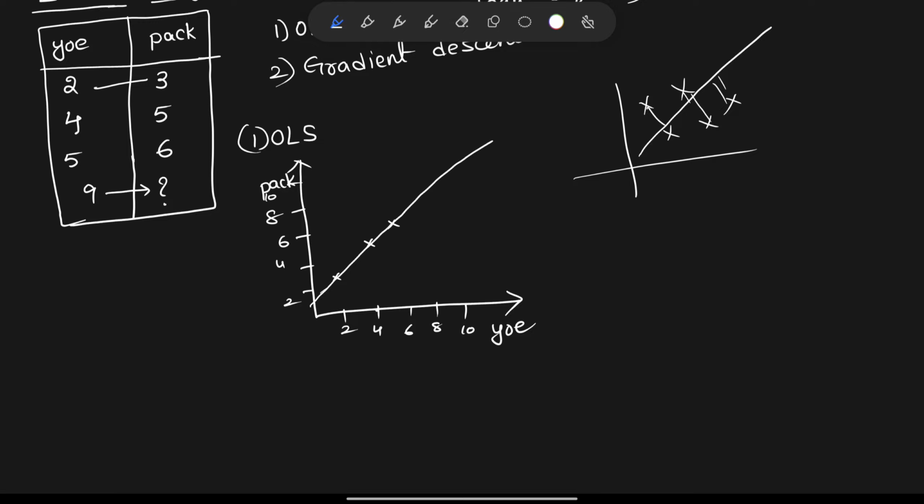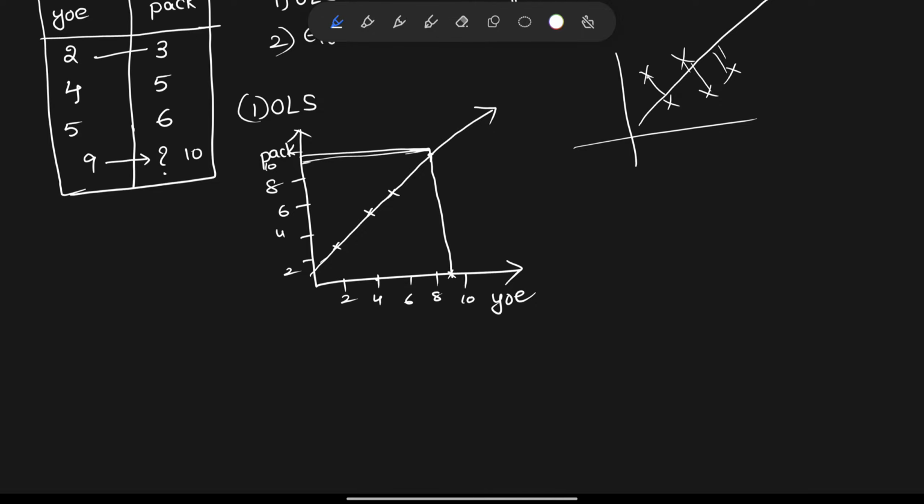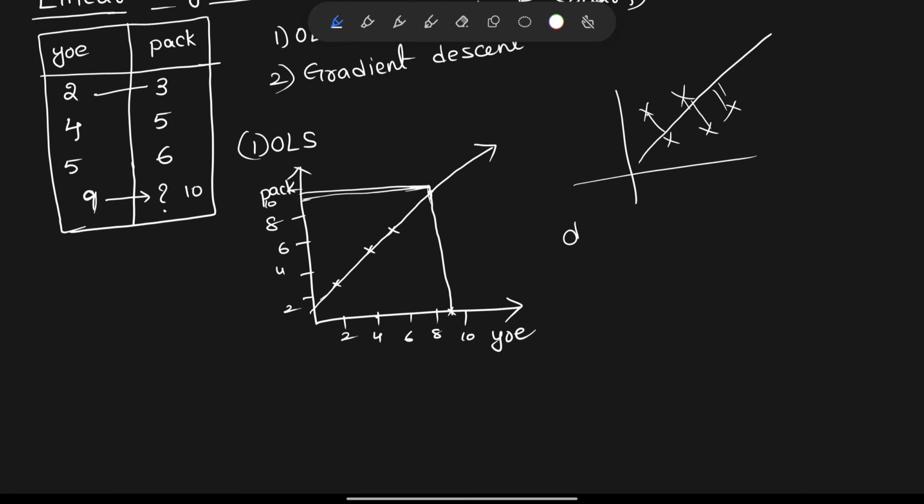Okay, if we find this line, then we can say simply for 9 years it will be around 10 lakhs, or we can say 10 lakhs. So in this way we can find the solution for our problem. So how to find the best fit line? Our objective is finding the best fit line.